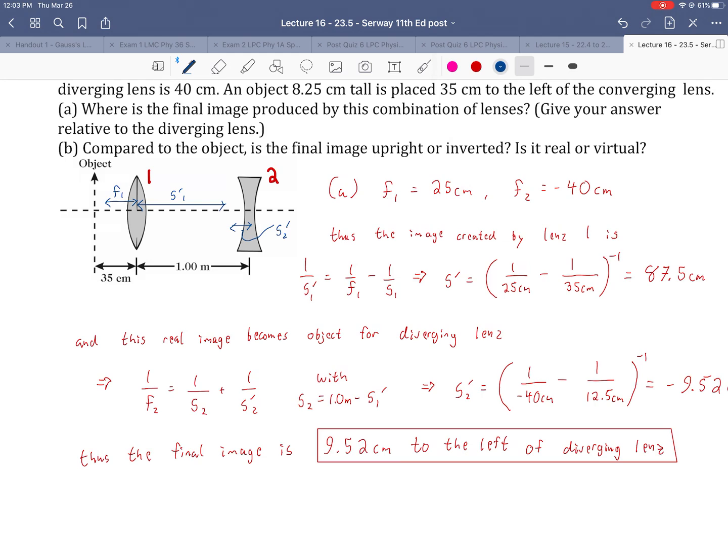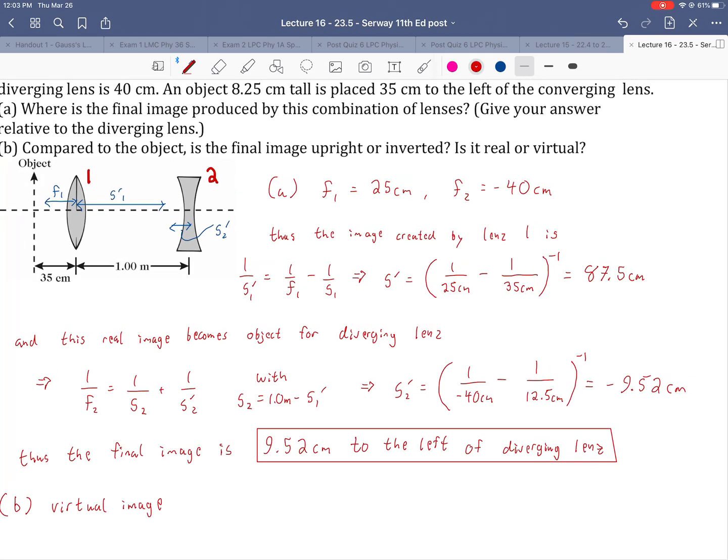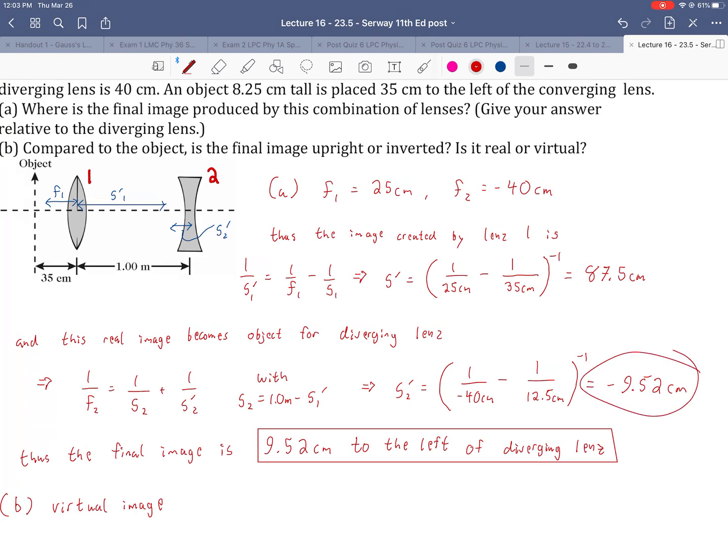Is it real or virtual? Okay? So let's think about what we know here. We know that it's definitely a virtual image. We know it's a virtual image because we had a real image created by the converging lens. The diverging lens can only create virtual images, so it's going to create a virtual image. And we also know it's a virtual image because if we were to take a look at the magnification, it would give us a positive value, telling us that it's upright.